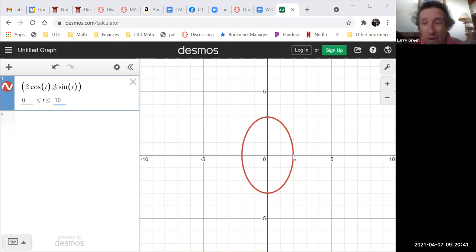Okay, the answer is no, right? It's a vertical line. Vertical lines don't have slope. Is that clear to everyone? So I wanted to at least visually show you that there's going to be issues that are unexpected.